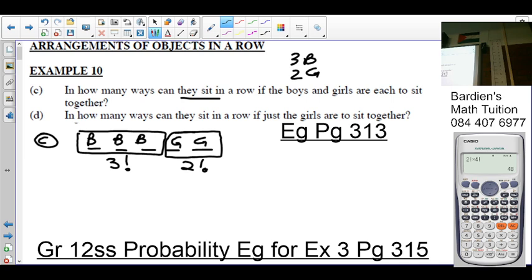Did they say the boys must be first and then the girls? No. So it could have been girl, girl, boy, boy, boy. Not so? Instead of having as I have it here, boy, boy, boy, girl, girl. So in other words, that can be arranged how many ways? 2 factorial ways. Okay. So it's going to be 3 factorial times 2 factorial times 2 factorial. Give you an answer of 24.